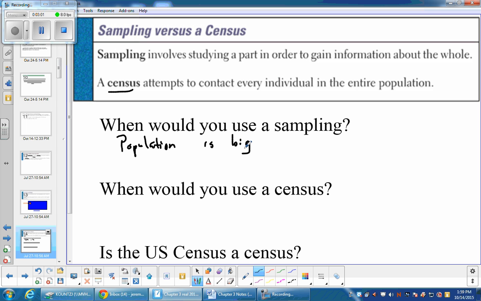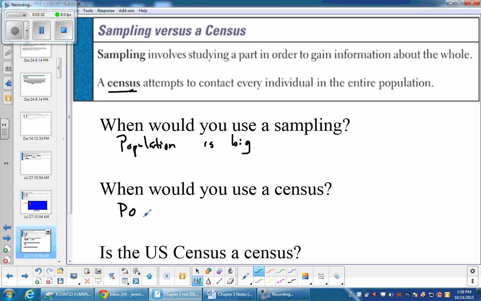Now, I could do a census of my AP statistics students and how they feel about a new pair of pants that I bought. I should buy pants. I haven't yet, but maybe we'll do that. But because that's easy. But if the population is all of the students in the school, it would be very difficult to contact every student in the school. So we might just do a sample of the school, so we don't have to talk to everybody.